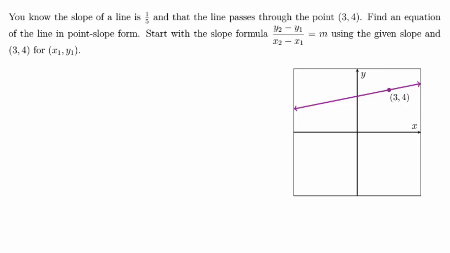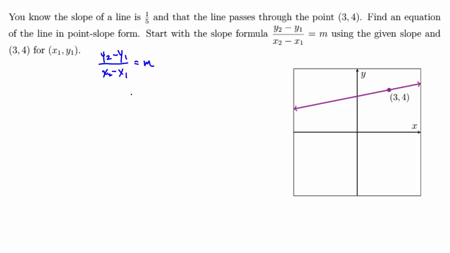and told to start with the slope formula, which has y2 minus y1 over the expression x2 minus x1 equal to m, using the given slope and (3, 4) for the point x1, y1. We also have a graph that shows the point (3, 4) on a line, but we're not able to see the y-intercept here. And this gets at why we need a second way of writing the equation of a line, using just the slope and one point. So let's start with y2 minus y1 over x2 minus x1 equal to m.